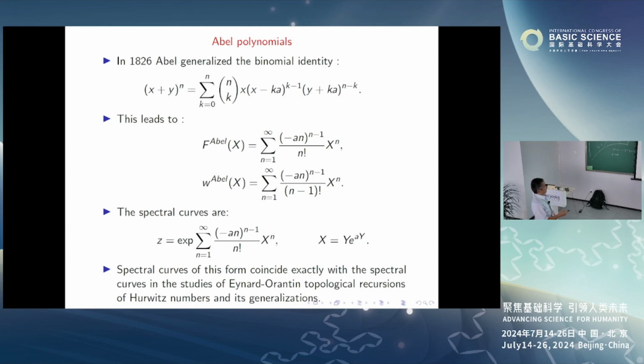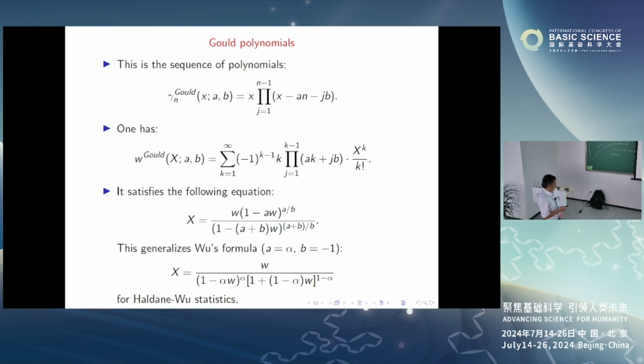And then you can also invert this and get a W. And the spectral curve in this setting, you can find explicitly using something called the Lagrange inversion formula. You get something like this. And this is exactly the spectral curve in the study of topological recursion of Hurwitz numbers. And its generalization is called modified or generalized Hurwitz numbers. So this kind of spectral curve appears in the string theory literature.